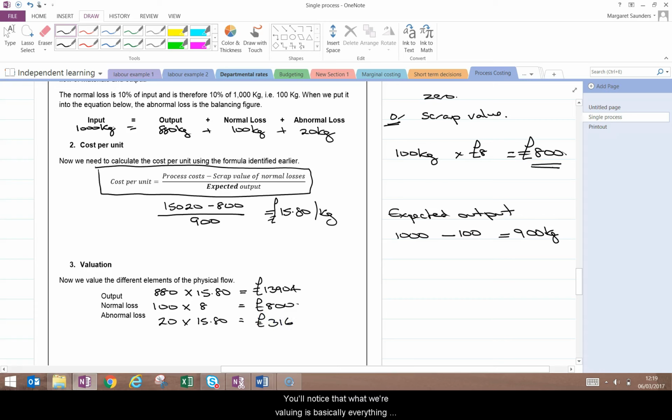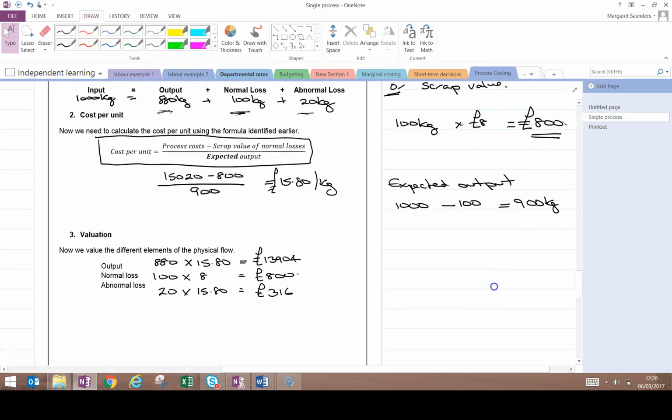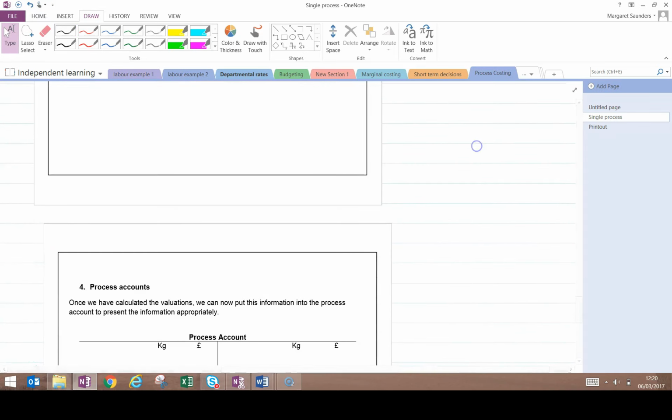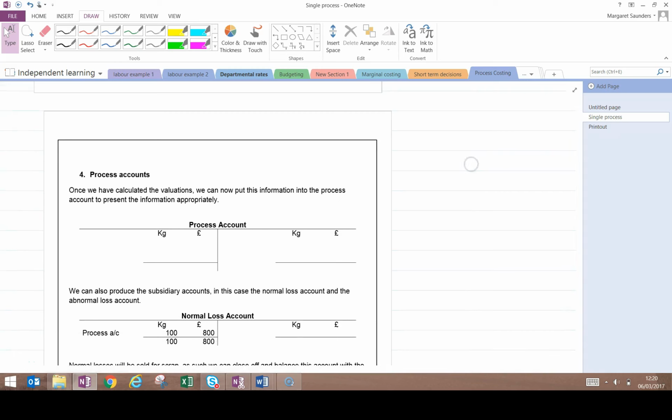So you'll notice that what we're valuing is basically everything that is on the right hand side of our physical flow. So we have valued the 800 kilos, we've valued the 100 and we've valued the 20. We've now got all the information that we need to write up our process account. So here's our process account. We've got a column for kilos and a column for value.